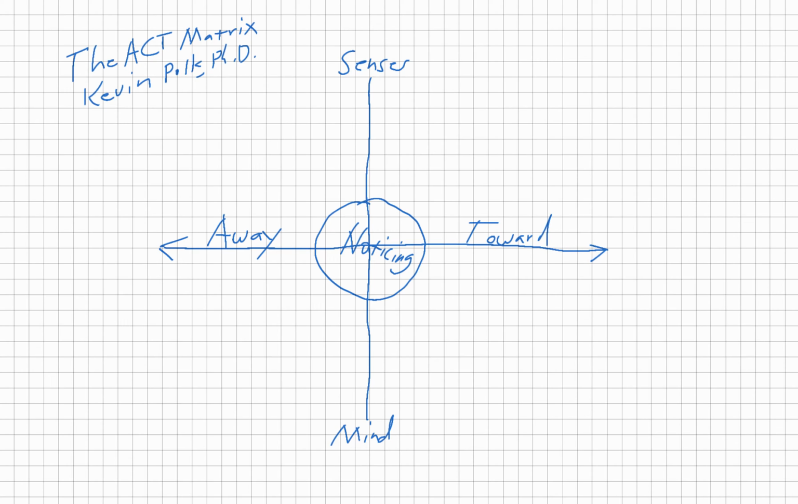And to look at something from a point of view, you need to look through a lens or a diagram. In this case, it's a diagram, and the diagram is before you in this video. Senses at the top, mind at the bottom, toward over here to the right and away over to the left, and then you'll see the noticing in the middle. The best way to do the Matrix is to walk yourself through it.